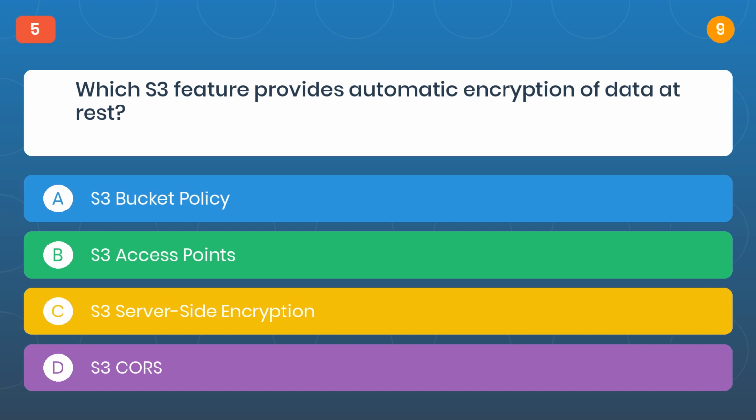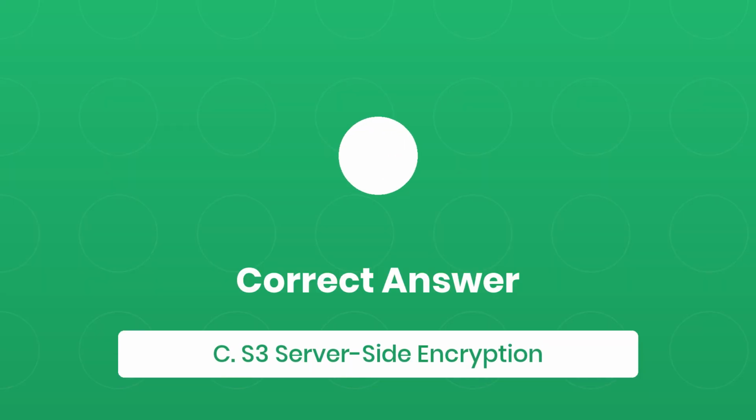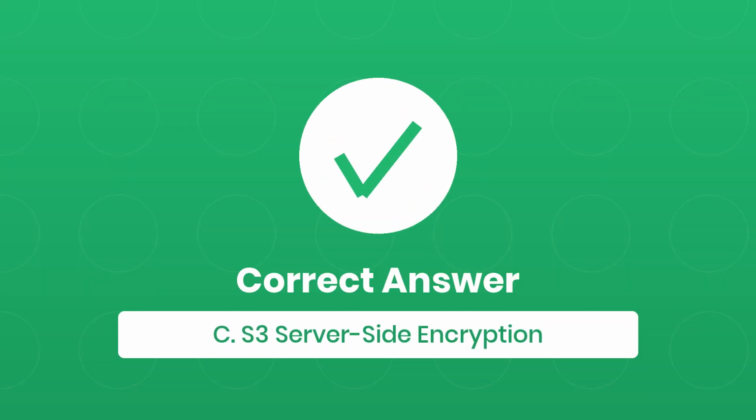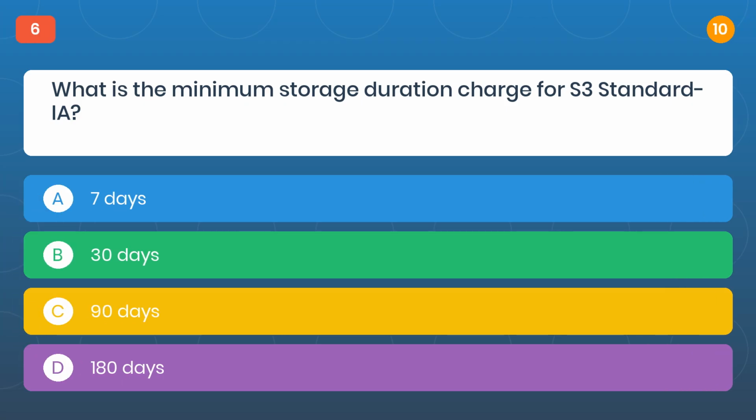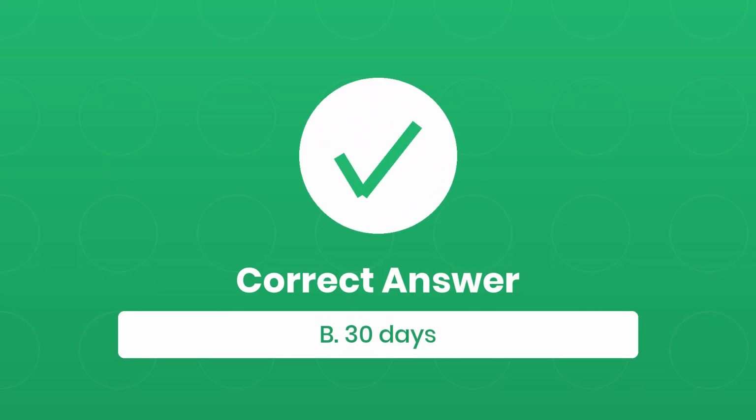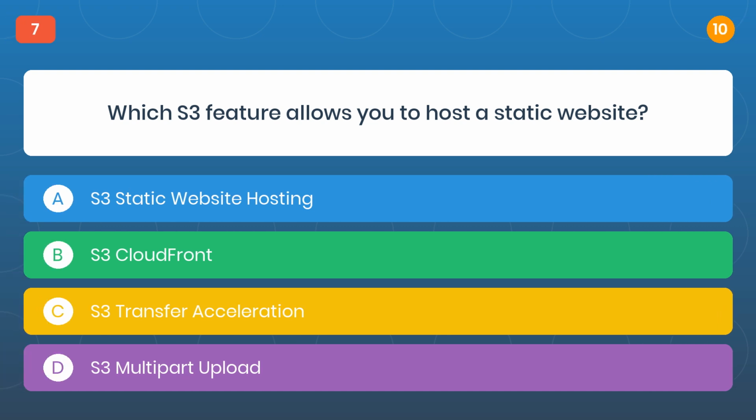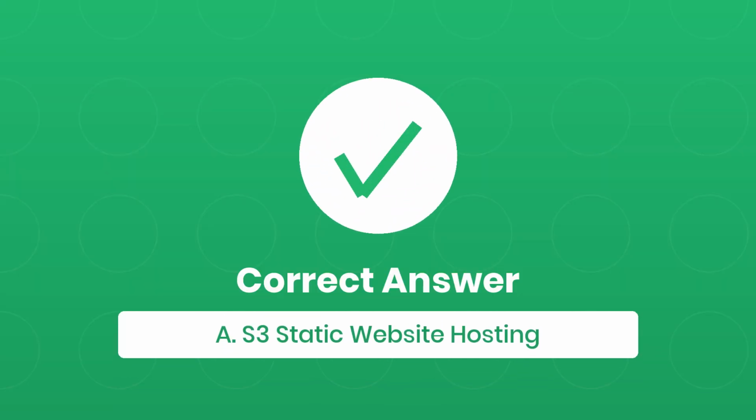Question 5. Which S3 feature provides automatic encryption of data at rest? The correct answer is C, S3 server-side encryption. Question 6. What is the minimum storage duration charge for S3 standard IA? The correct answer is B, 30 days. Question 7. Which S3 feature allows you to host a static website? The correct answer is A, S3 static website hosting.